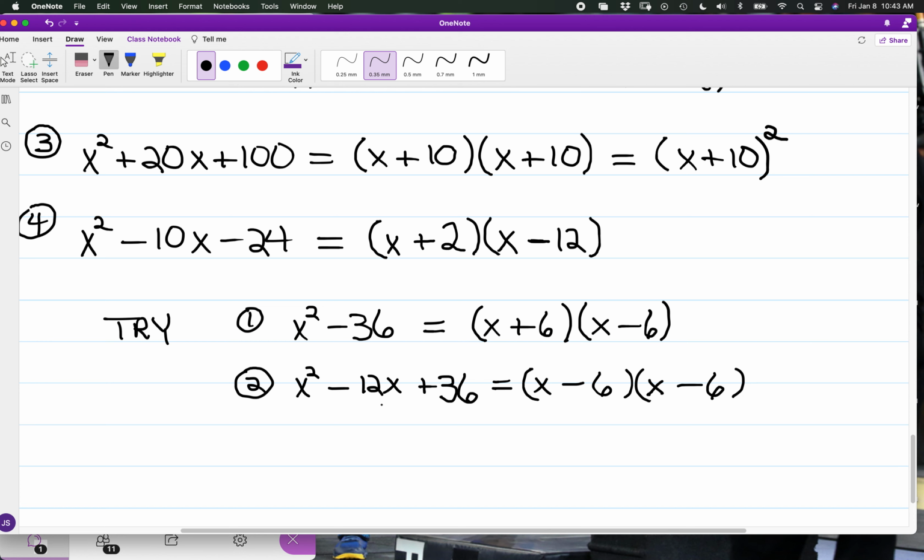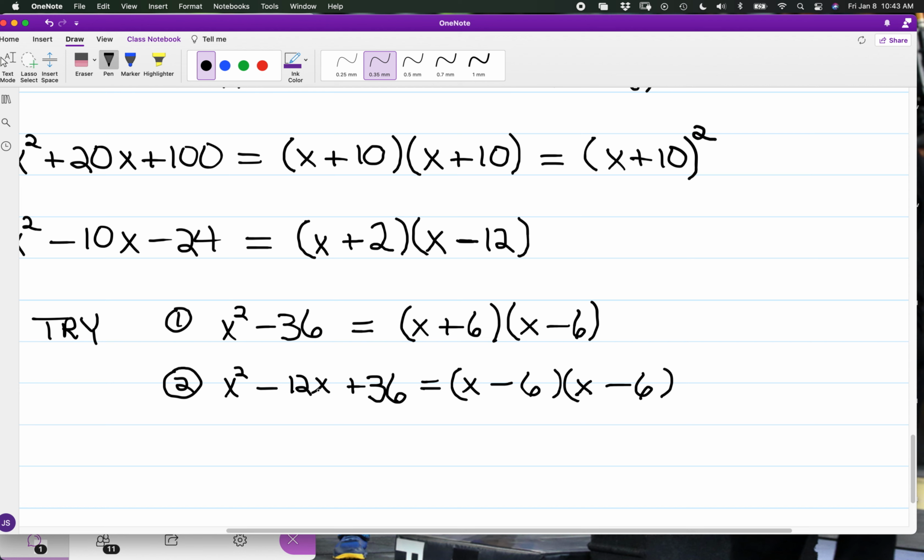So x squared minus 12x plus 36 factors out to the same binomial expressions. And this is going to be yet another case of a squared trinomial. So we have x minus 6 times itself, and condensing, this will come out to x minus 6 raised to the second power.